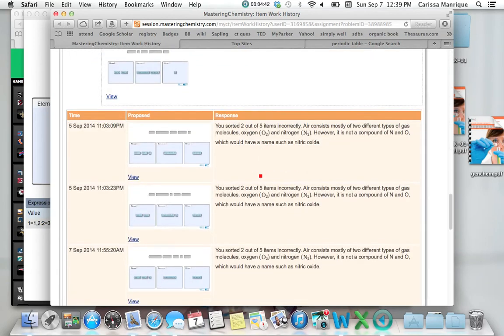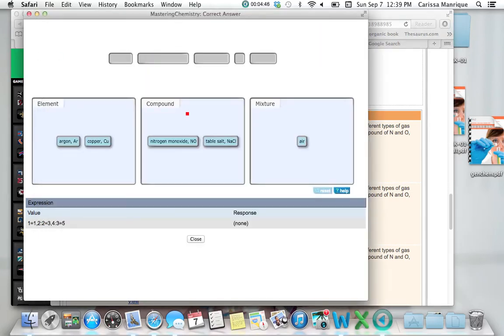Okay, let me look at this image again. Okay, compound. Notice this is made up of nitrogen and oxygen, so that's a compound. This one's made up of sodium and chlorine, so it's a compound. A compound is whenever you start combining elements. So if I combined argon with copper, that would then be a compound. But if they're separate, then it's an element.